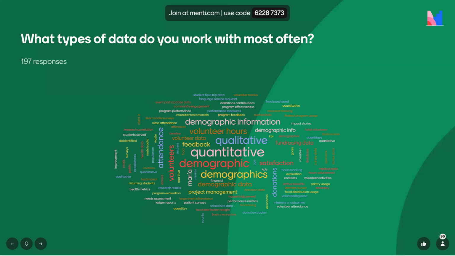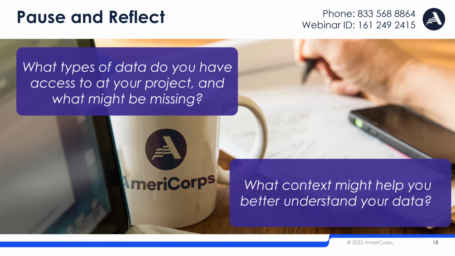So let's pause and reflect a little bit. As we've gone through and talked about the different types of data, let's think about the data we use. I invite you to take a moment to pause and just reflect. Think about the types of data you currently have access to and what might be missing. What context might help you better understand this data?